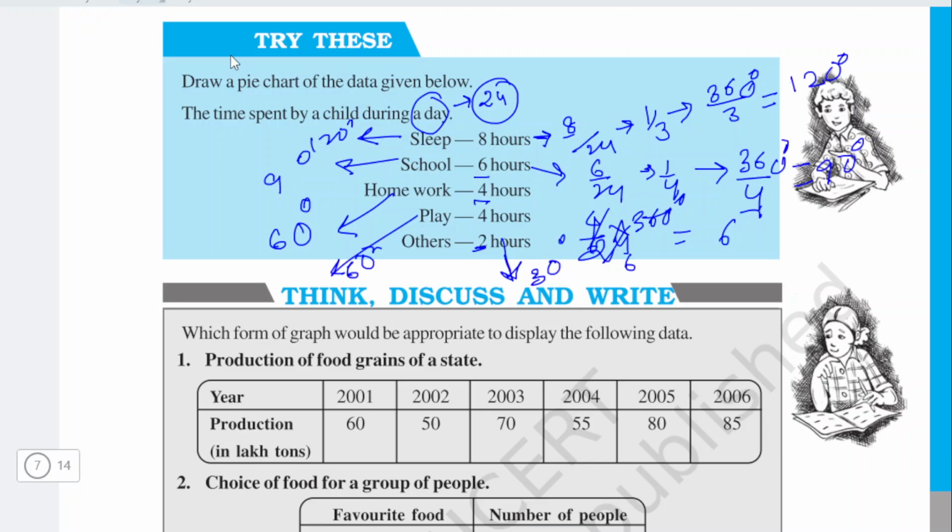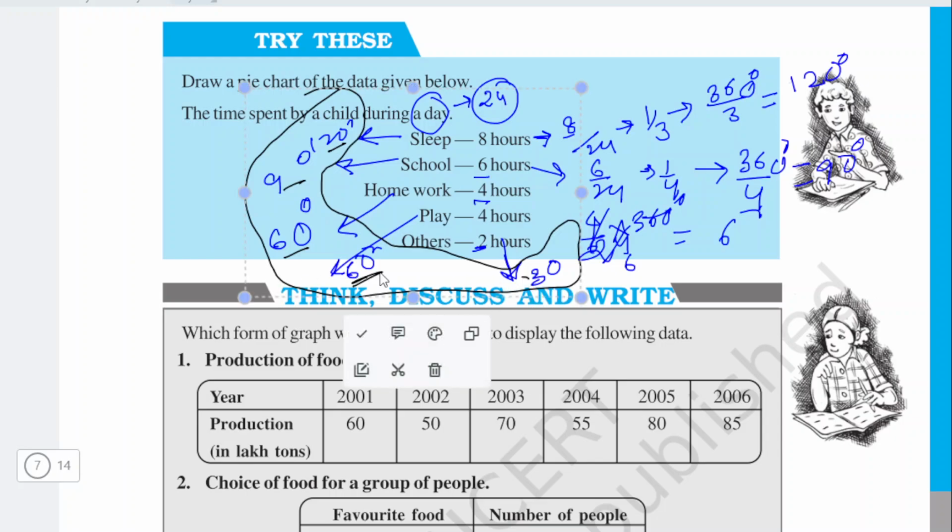So if you add these degrees, there should be 360 degree. Okay, so let us try. 120 plus 90, that is 210. 210 plus 60, that is 270. 270 plus 60, that is 330. 330 plus 30, that is 360. So you are getting 360 degree. So how will we draw the pie chart?